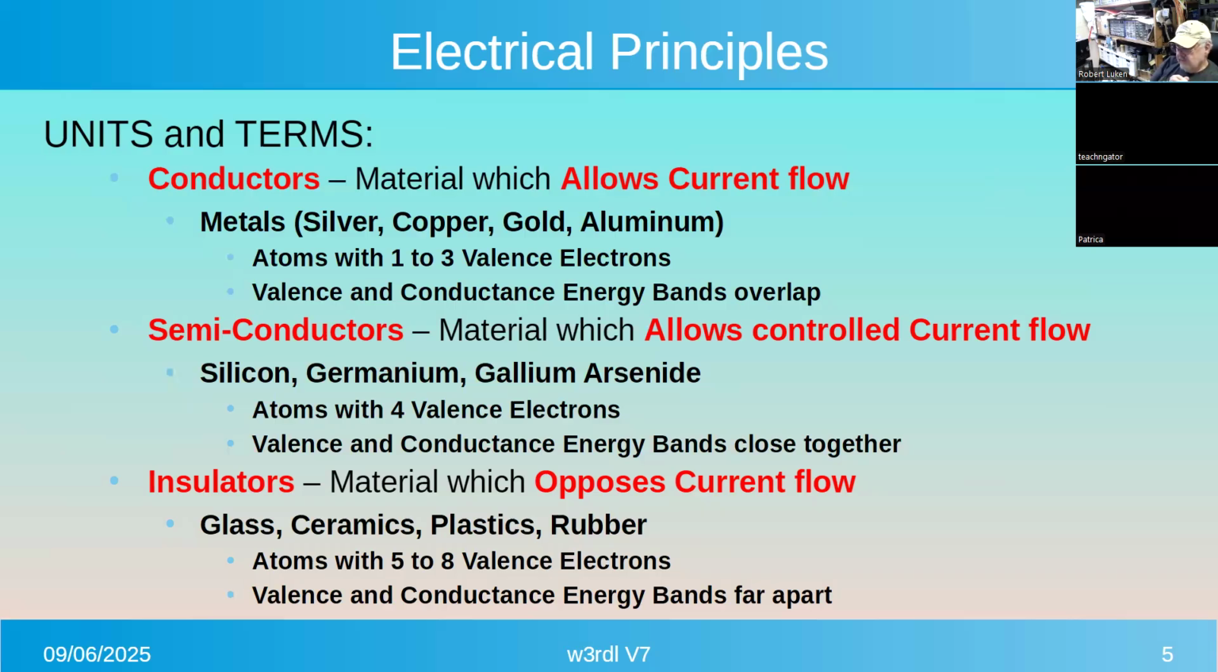And then there's insulators, things like glass, ceramics, plastic, rubber, that oppose current flow. They tend to have a full outer valence shell. It takes a tremendous amount of energy to free an electron. And usually when that happens, you see some destructive consequences.